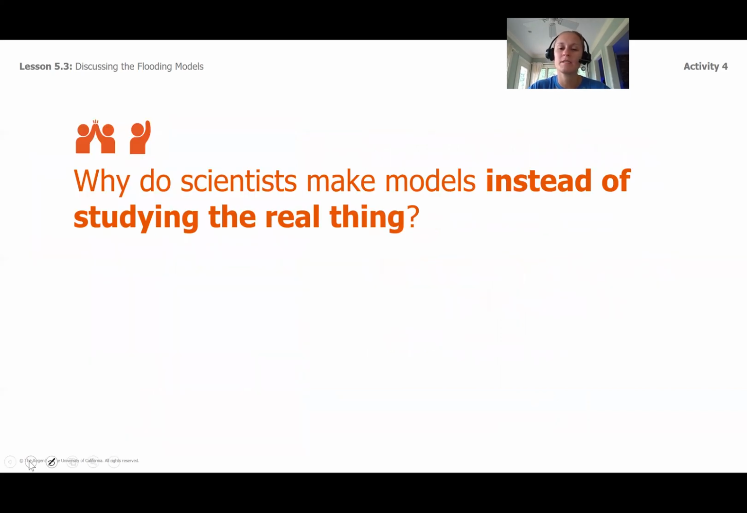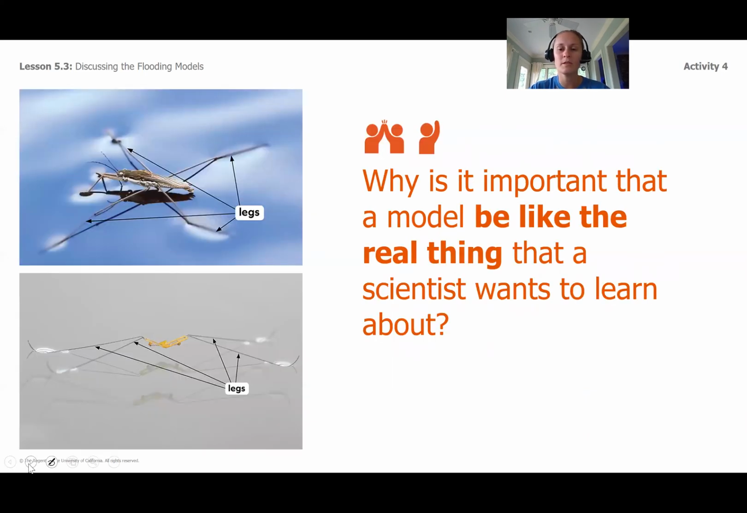Why do scientists make models instead of studying the real thing? Well, like we just learned, sometimes we can't get the real thing, or we can't go see the real thing, or maybe it doesn't even exist anymore, like the dinosaur. So we need to make a model to make it a little bit easier to show things that are hard to show. So why is it important that a model be like the real thing that the scientist wants to learn about? Well, it's really important to make sure that it's as close as possible, like the legs here. It's as close as possible so that it will react the same way that the real thing does, right?